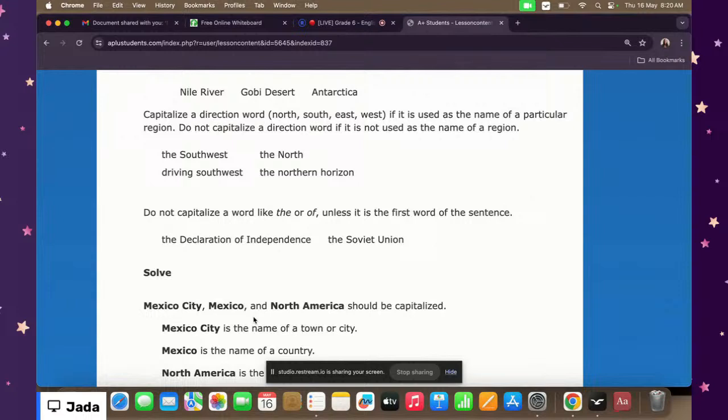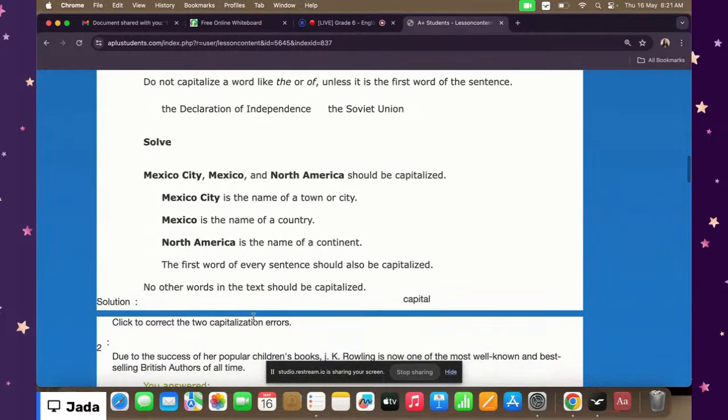Do not capitalize a word like "of", unless it is the first word of the sentence. If it's the first word of the sentence, then you can capitalize it. So you have the Declaration of Independence. All right, so you have Mexico City, Mexico, North America, which should be capitalized. Mexico City is the name of a city, Mexico is the name of a country, and North America is the name of a continent.